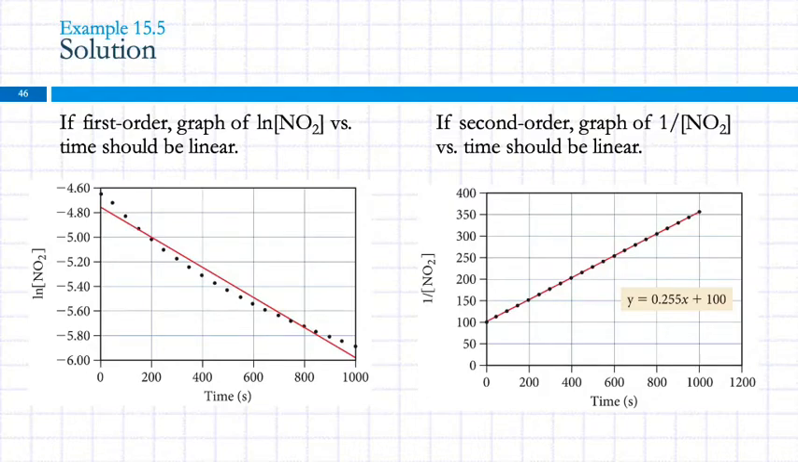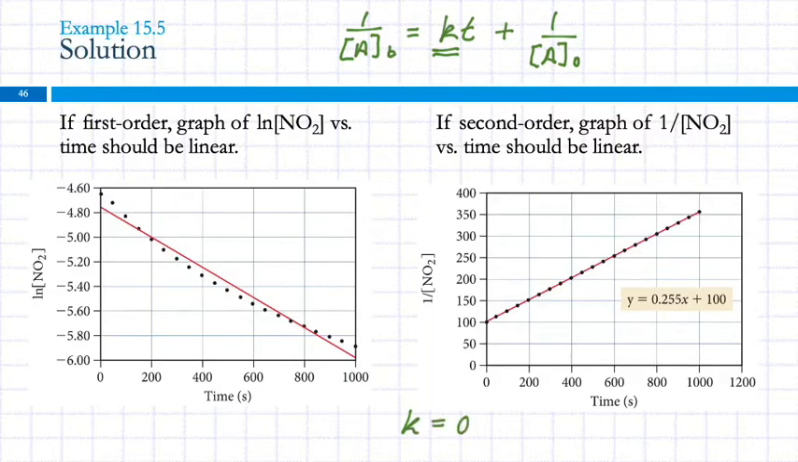So we were asked to find the rate constant. What's the rate constant? It's the slope. Yeah, so the equation was 1 over A at time t is equal to kt plus 1 over A at time 0. The zero's down here. So this is the slope. So our rate constant is equal to 0.255.